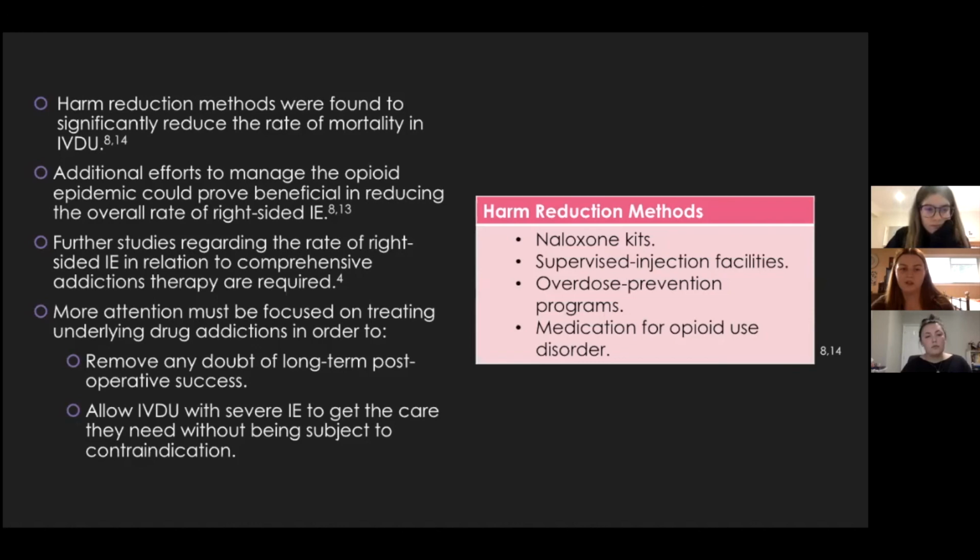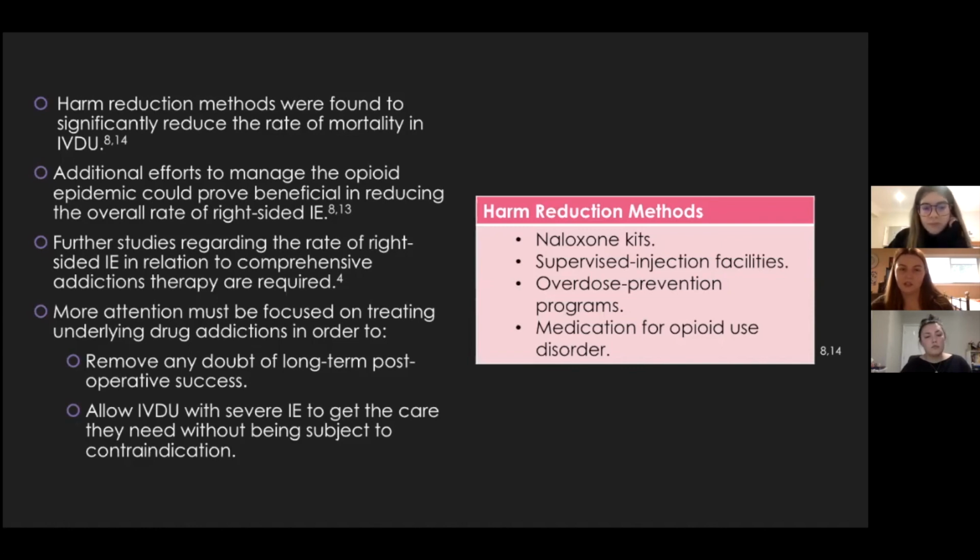Hospitalization for infective endocarditis can provide a good opportunity for IVDU to begin addiction therapy. However, more efforts to address the opioid epidemic could prove even more beneficial in reducing the overall rate of right-sided IE. More studies regarding the rate of right-sided IE in relation to comprehensive addictions therapy are required in order to prove this as an effective method of treatment.